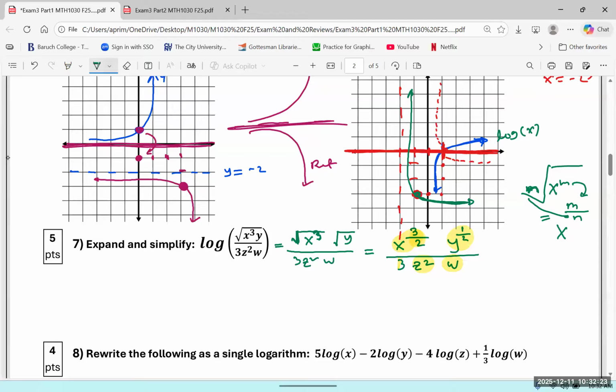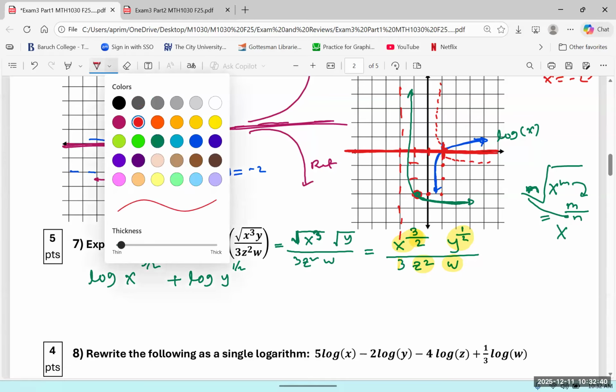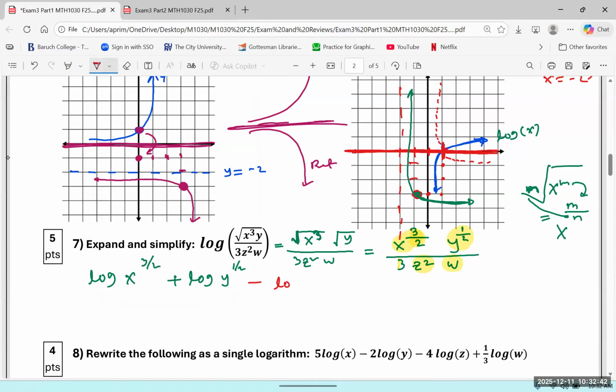So we have the numerator: log x to the 3/2 plus log y to the 1/2. Everything on the numerator will get a positive sign, and everything on the denominator will get a negative sign. The denominator gets negative log of 3, negative log of z squared, and negative log of w. Not just one thing. Everything on the denominator gets negative because they all are on the denominator.